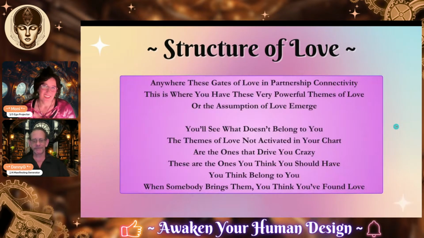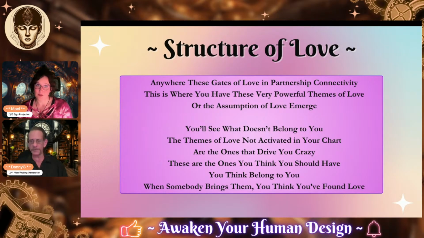Continuing on, the structure of love. Anywhere these gates of love in partnership connectivity are, this is where you have these very powerful themes of love, or the assumption of love, emerge. You'll see what doesn't belong to you. The themes of love that are not activated in your chart, right? These 10 gates are the ones that drive you crazy. These are the ones you think you should have, you think belong to you. And when somebody else brings them to you, you think you found love.